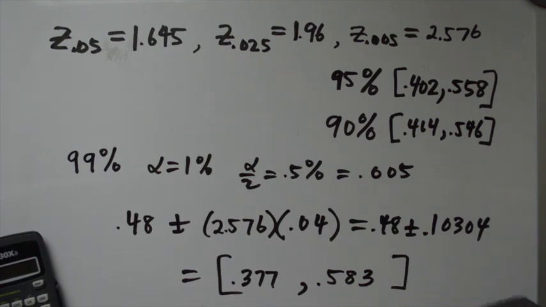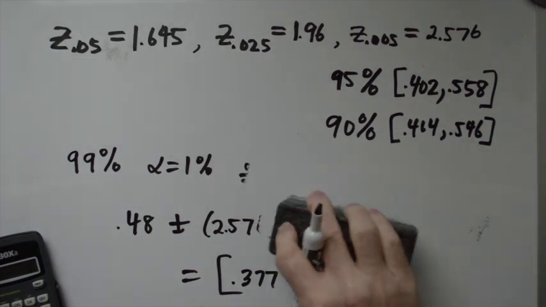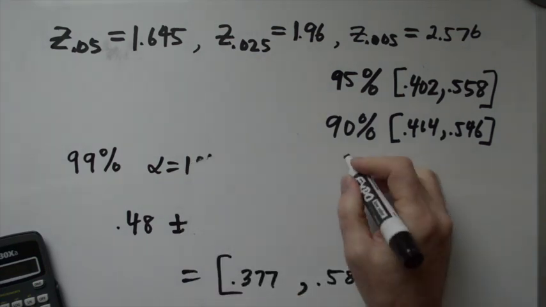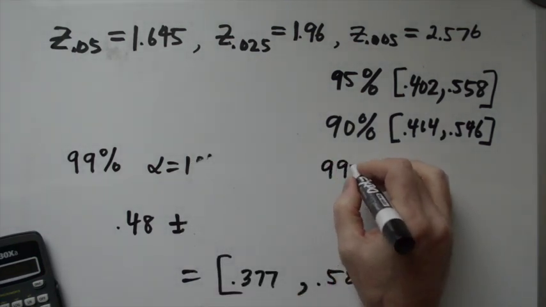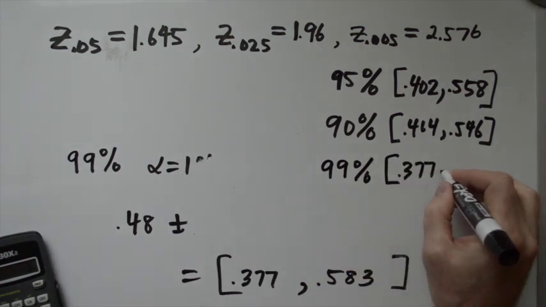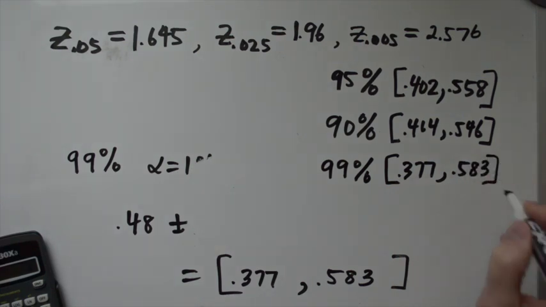All right, so let's put that together with the other confidence intervals that we found, because we'll want to make note of one thing while we've got all this information in front of us. So our 99% confidence interval is going to extend from 0.377 up to 0.583.